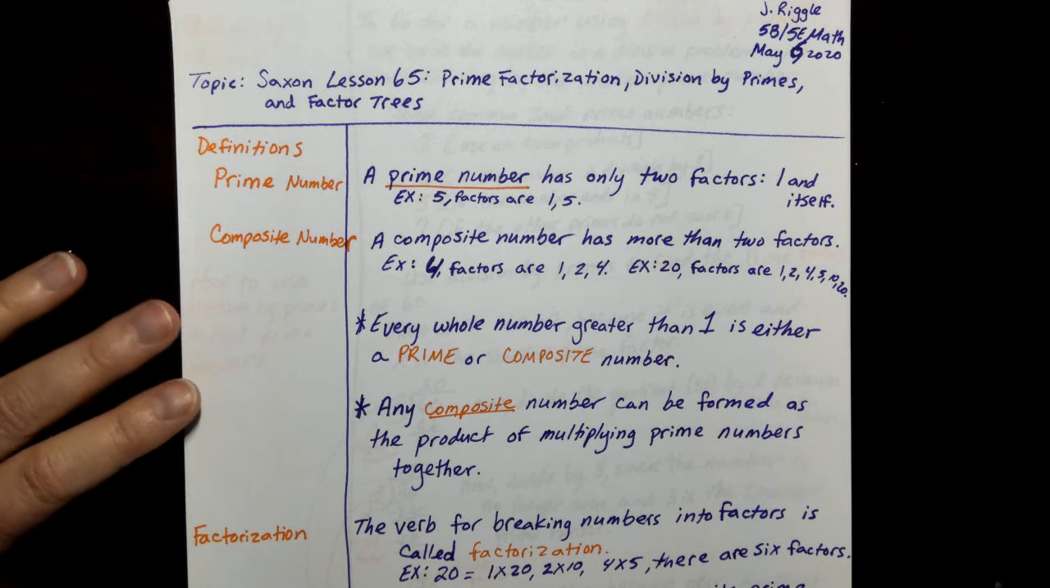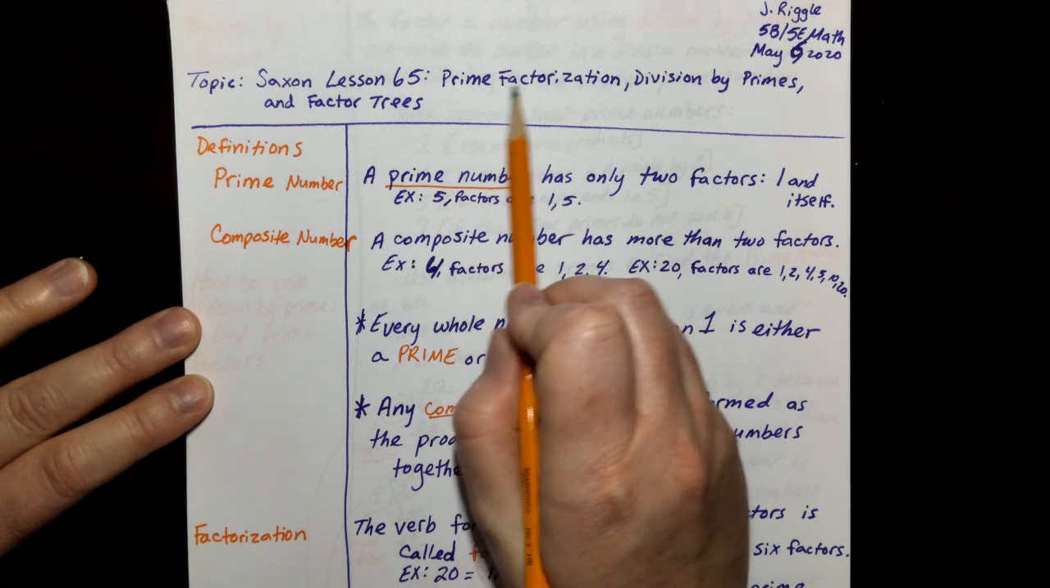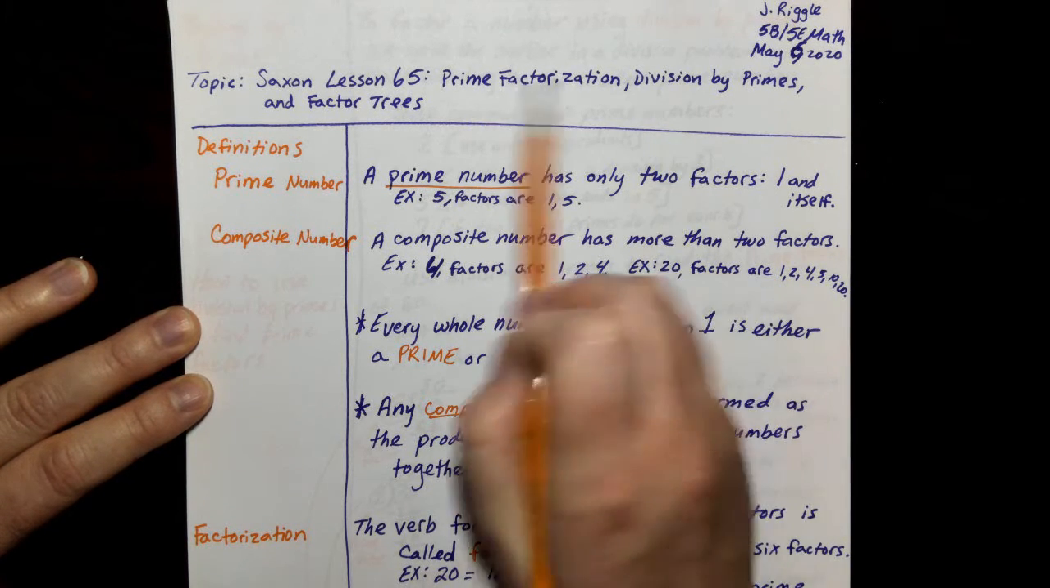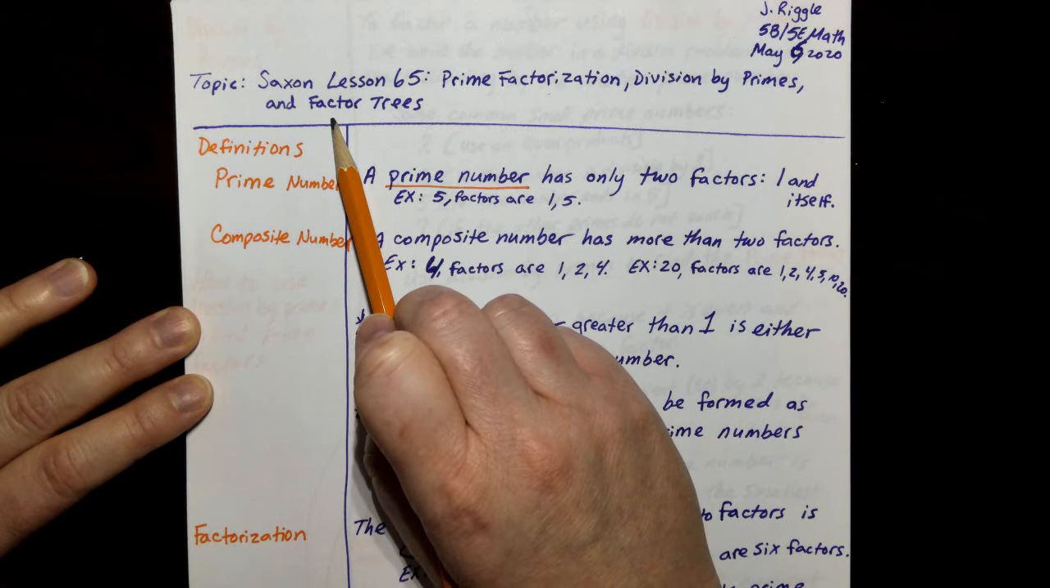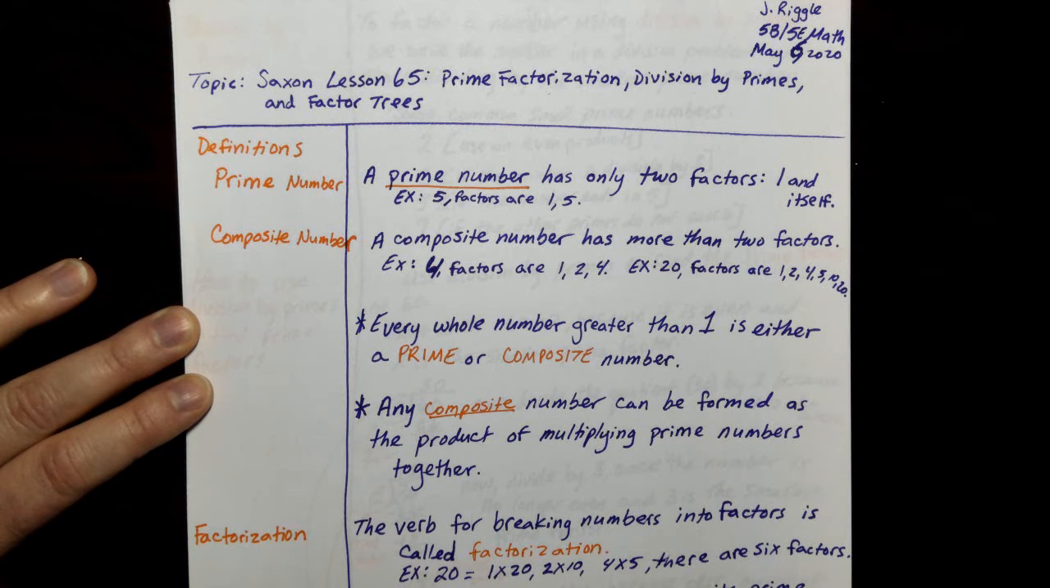Alright, so we're going to do lesson 65, prime factorization, division by primes, and factor trees. I've got about 4 pages here, but as you can see, I wrote pretty big, and I added a little extra information. So first thing I want to do, this page right here, this is all just talking about definitions that you should already know, or that are brand new.